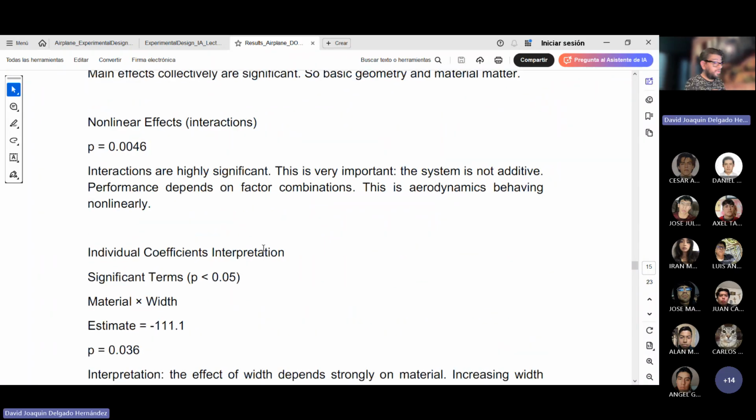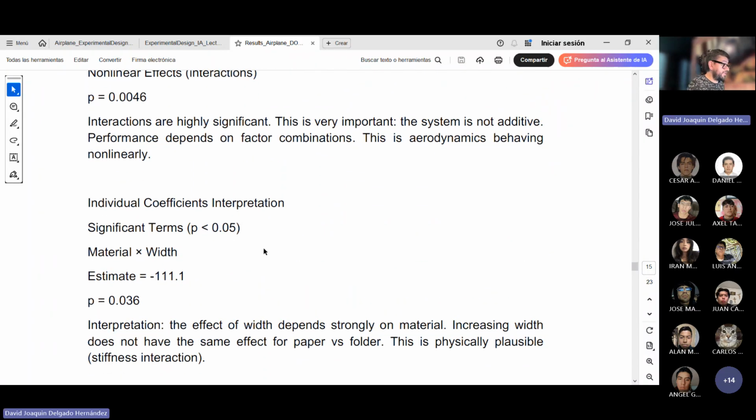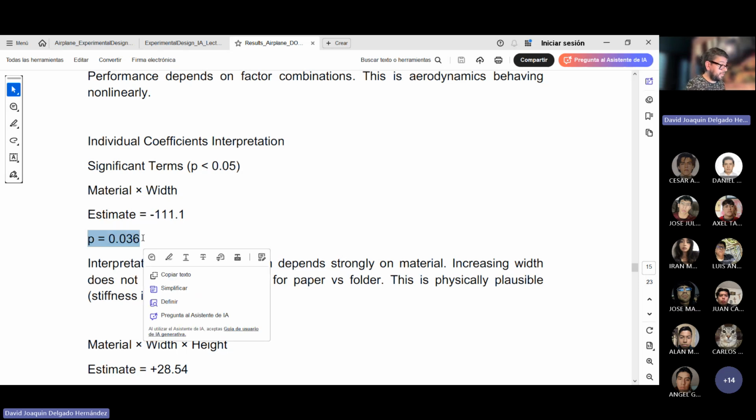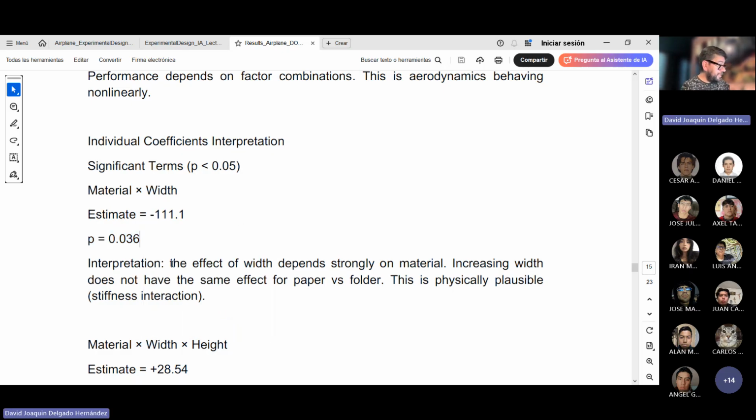Okay. So let us now interpret the coefficients. So material times width, this is the coefficient, minus 111. And this is an important coefficient because this value is lower than 0.05. What does that mean? It means that the effect of width depends strongly on material. Increasing width does not have the same effect for paper as for folder.